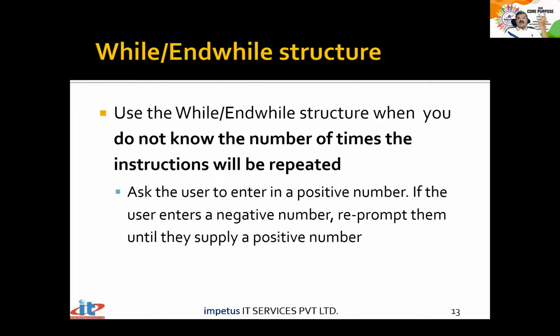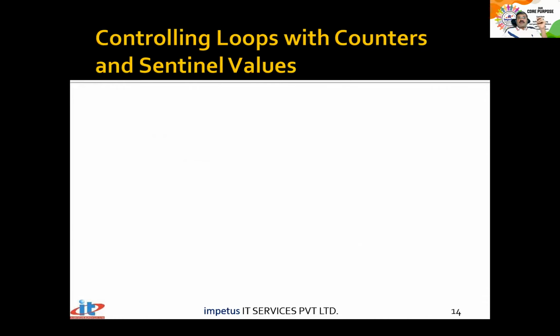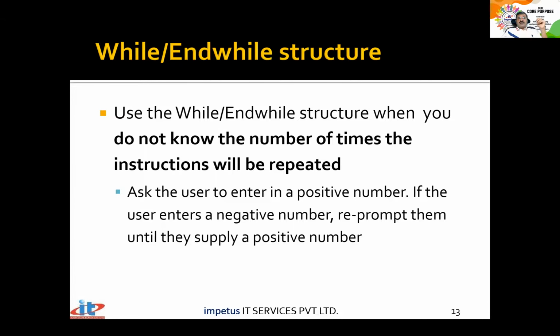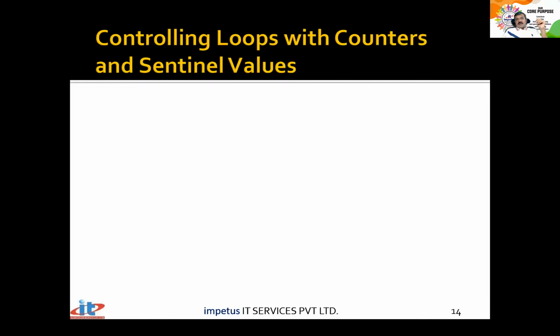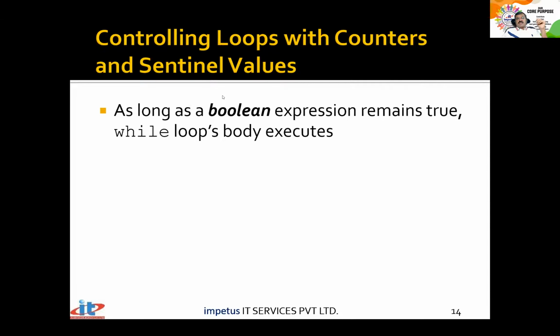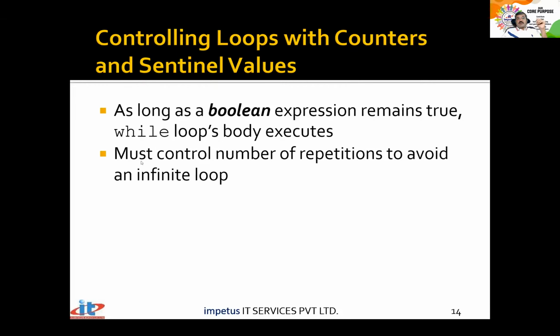The user may enter 100 negative numbers and then enter a positive number. The user may also enter a positive number the very first time. So when we do not know the number of times the operations are to be performed, think about using the while loop. The loop control variables are also called sentinel values. As long as the Boolean expression remains true, the while loop executes the body.